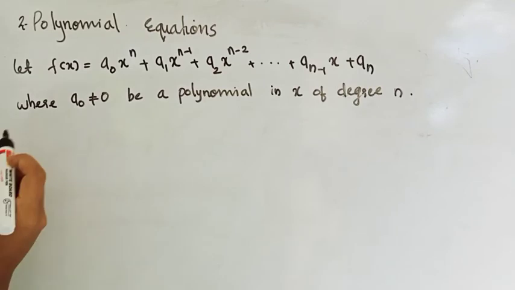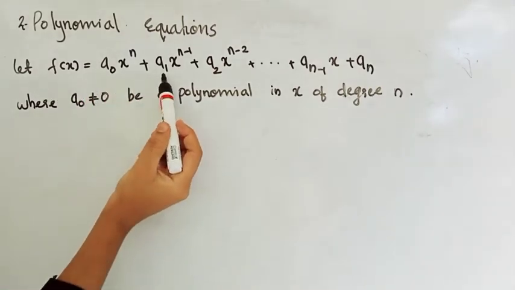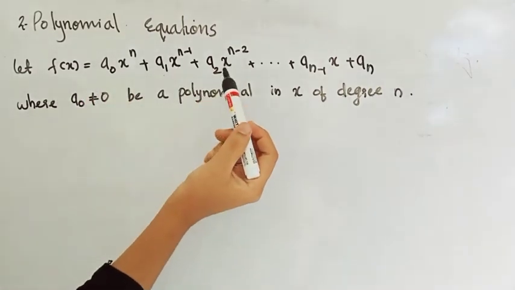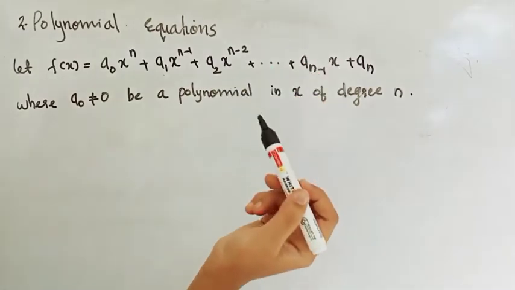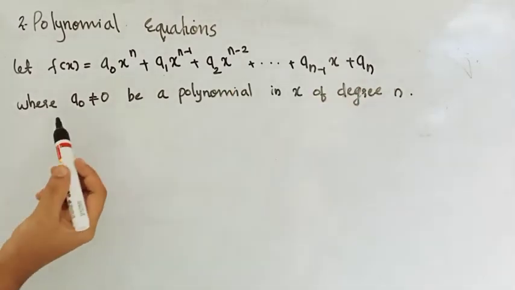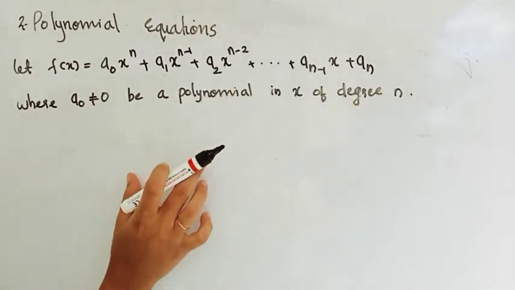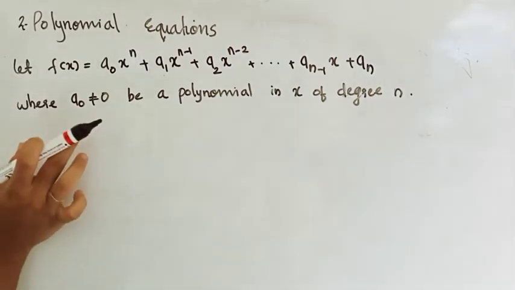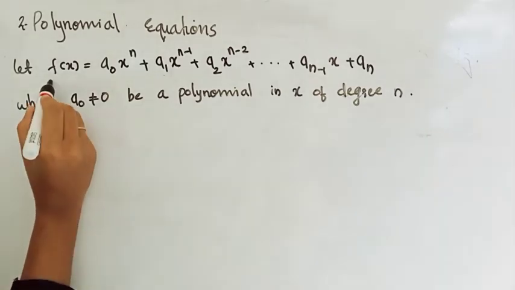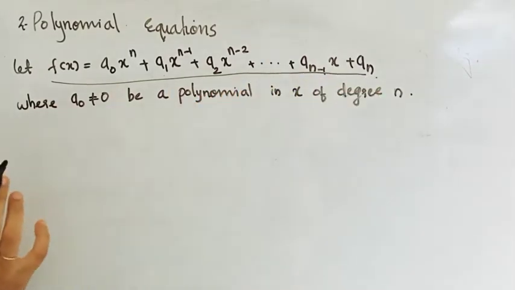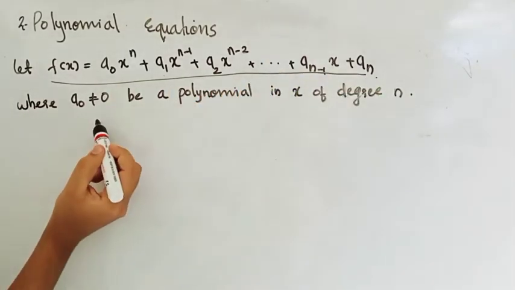Polynomial equations. Let f of x equal to a naught x raised to n plus a1 x raised to n minus 1 plus a2 x raised to n minus 2 plus etc. plus an minus 1 x plus an, where a naught is not equal to 0, be a polynomial in x of degree n. This is a polynomial function that we have discussed. There is also another condition, that a naught, a1, a2 are fixed complex numbers.